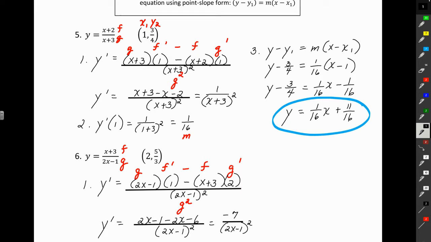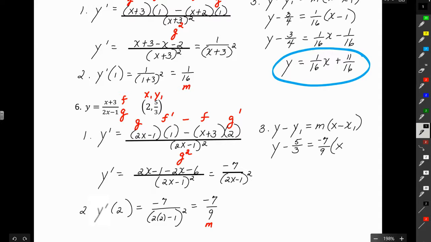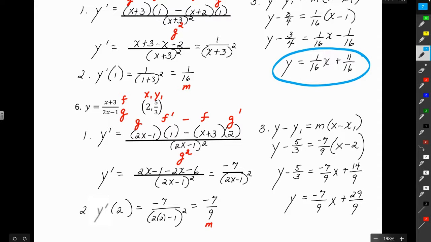Step 2, we're going to input the given x value into our equation for the slope. So our x value is 2. And when we do that, we get -7/9. So now we have our slope. We have our point here, x1 and y1, and we can use point-slope form. We have our equation, but I'm going to keep going and put this in slope-intercept form. And that's it for number 6.